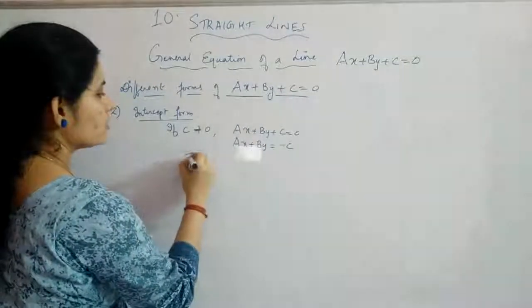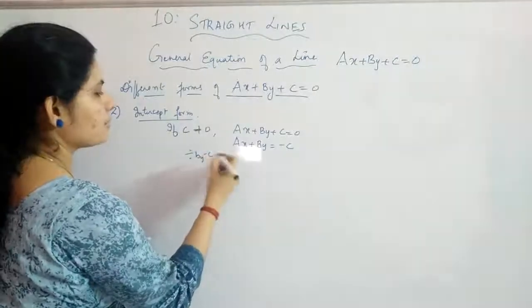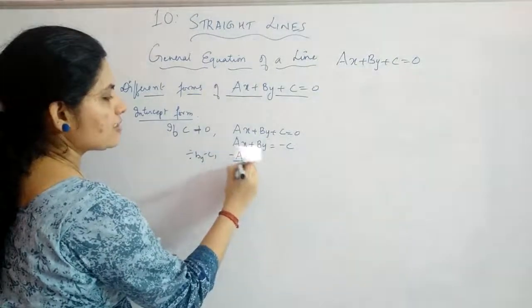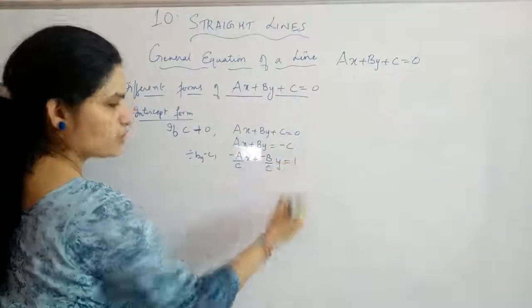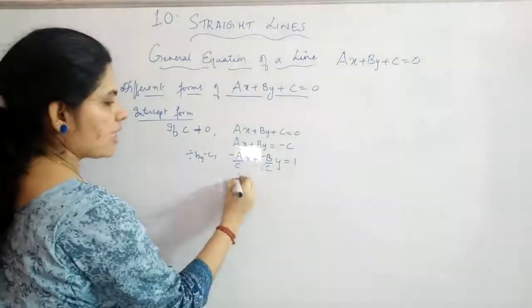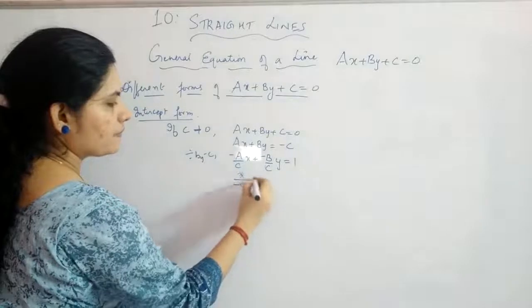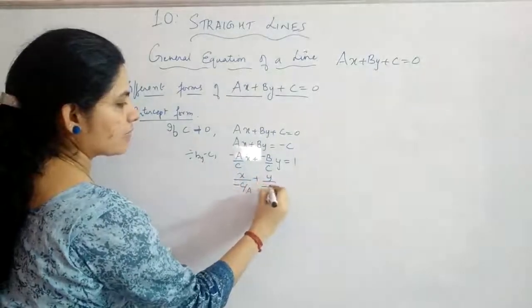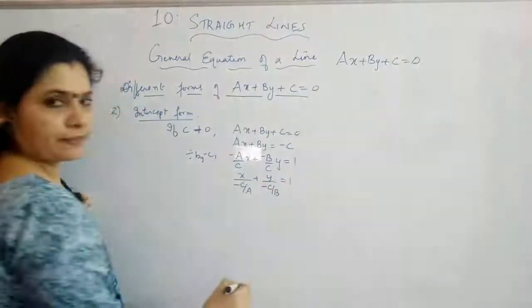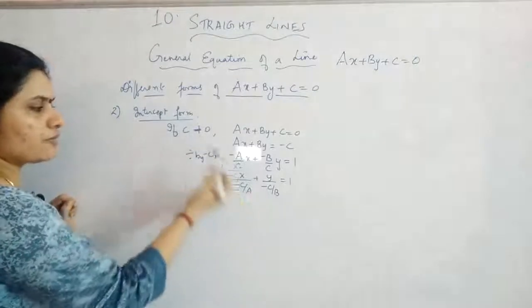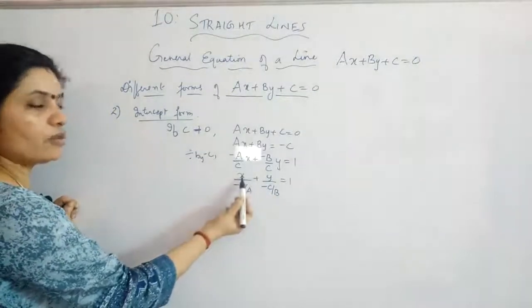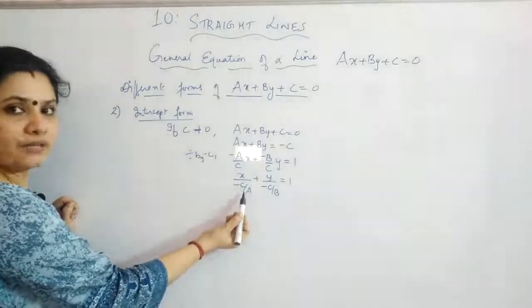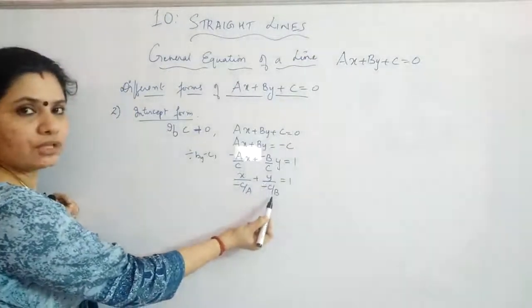So here what we are doing is dividing throughout by minus c. Okay, so you'll get minus a by c x plus minus b by c y is equal to 1. Or you can write x by minus c by a plus y by minus c by b is equal to 1. Now you can just compare with the intercept form, which is x by something plus y by something equal to 1, and those somethings will be what? The x term will give you the x intercept and the y term will give you the y intercept.